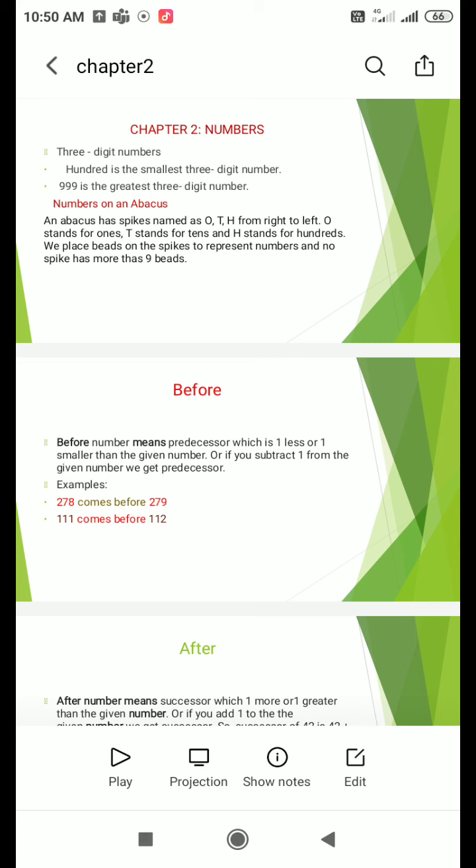If I want to represent 10 on abacus, we put 1 bead on the tens place spike. If we want to represent 100 on abacus, we put 1 bead on the hundreds place spike. If we want to represent 342 on abacus, we put 2 beads on the ones place spike, 4 beads on the tens place spike and 3 beads on the hundreds place spike. Similarly, we can represent any 3-digit number on abacus.